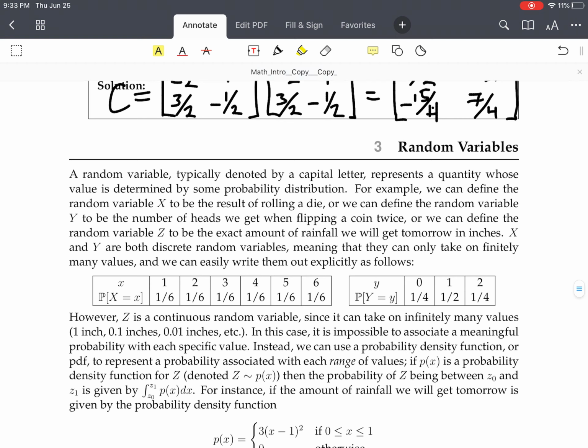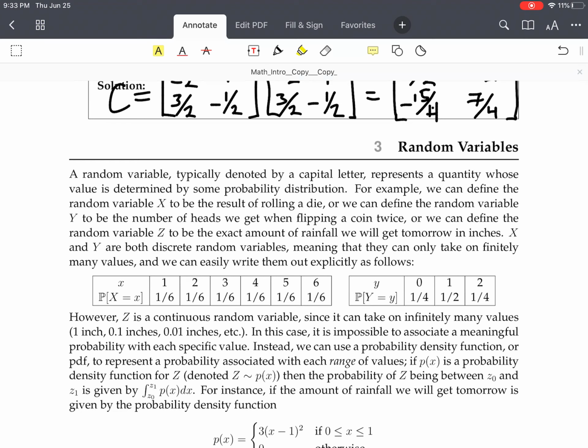Okay, let's keep going. So now we're going to switch gears a little bit and talk about random variables, which is another math topic we use in the course, which comes up a little later. So a random variable represents basically a quantity which we don't know, but it could take any number of values, and each value has some probability assigned with it, some chance of happening.